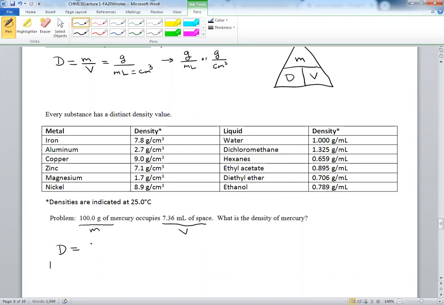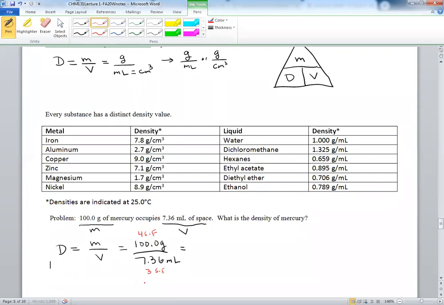So it's going to be D equals M over V. Take the grams, 100, and we divide by 7.36 mils for the volume. Now, before you go on and continue, remember significant figures have to be used all the time. So can you determine how many significant figures are in the first number? In the mass, you have 4. All of those zeros count. You have a decimal point. And in the volume, you have 3 significant figures. All of those are non-zero digits.